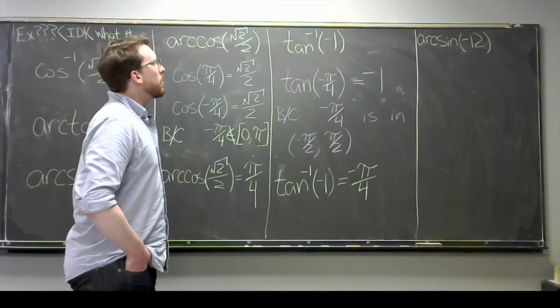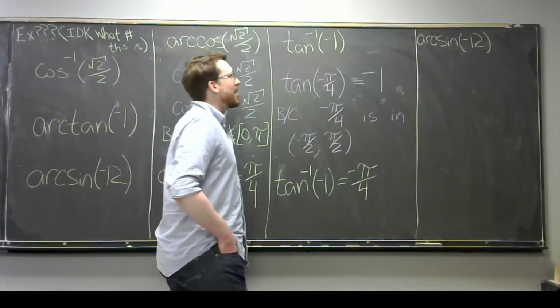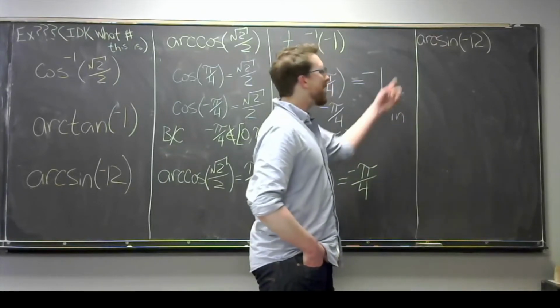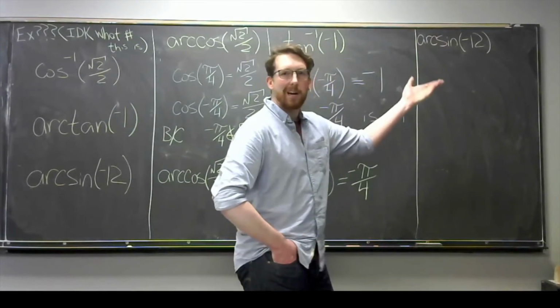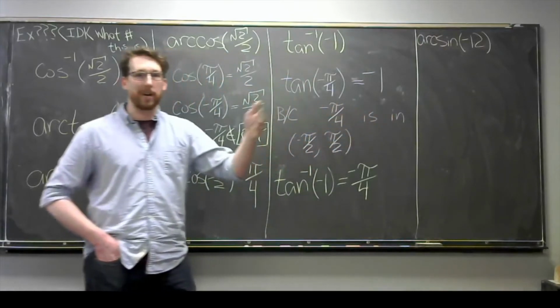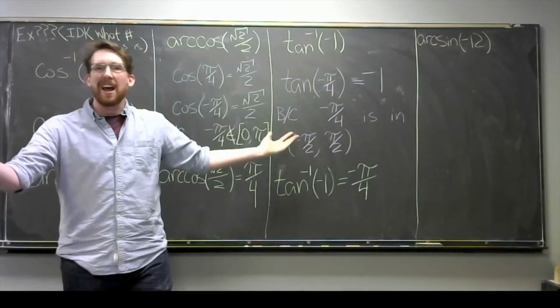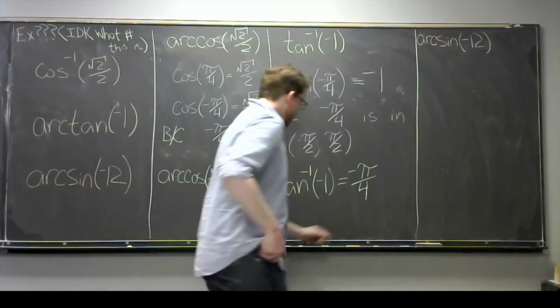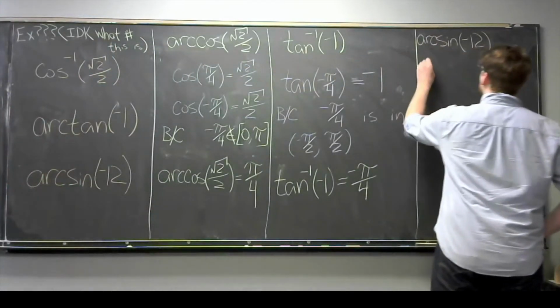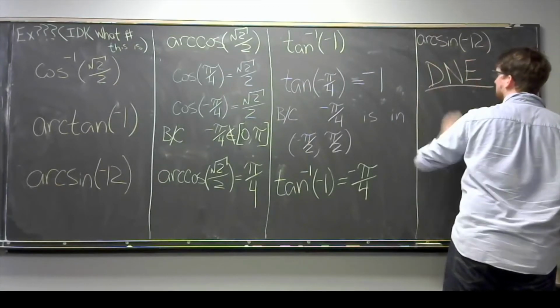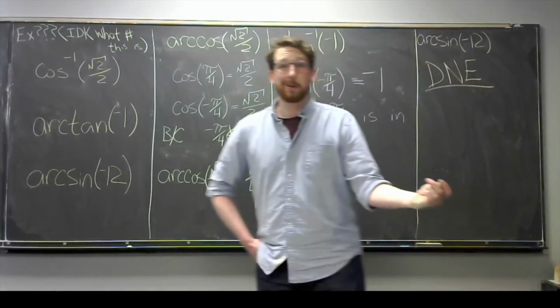All right, so what about this last problem? Arc sine of negative 12. Well, that's not even in our domain, is it? Negative 12 is not between negative 1 and 1. So that doesn't even make sense. It doesn't have an answer. So, does not exist. The end. We're done.